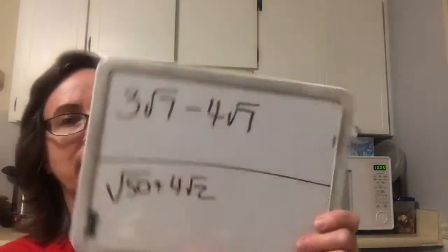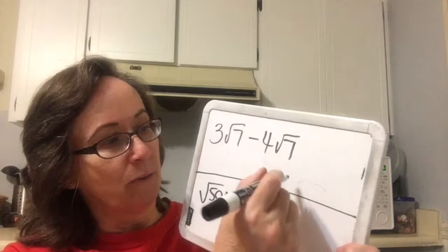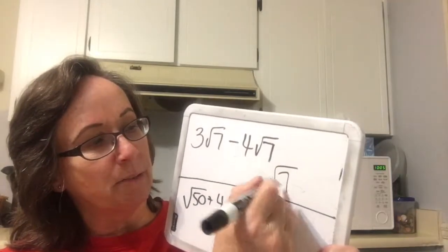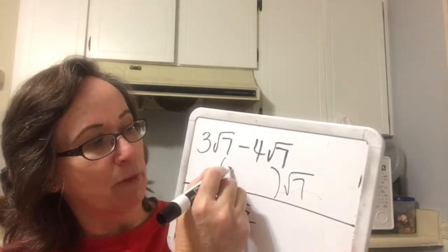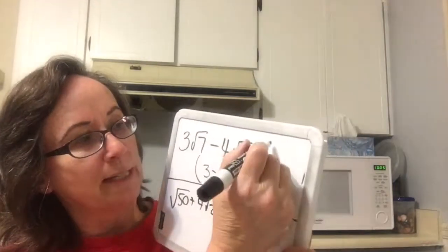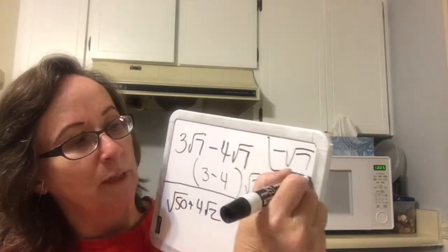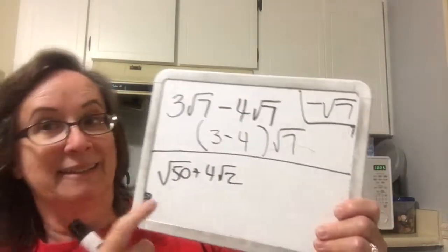On the next one, again, we have like square roots, so we could pull the square root out to the back and end up with 3 minus 4 inside. 3 minus 4 is negative 1, so negative square root of 7 would be the answer.